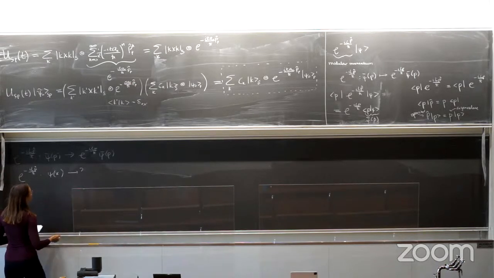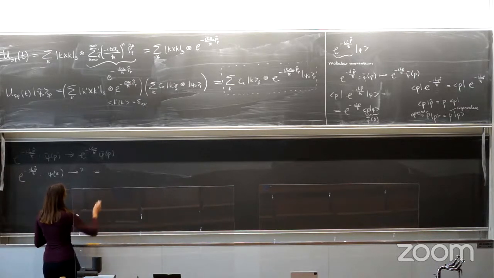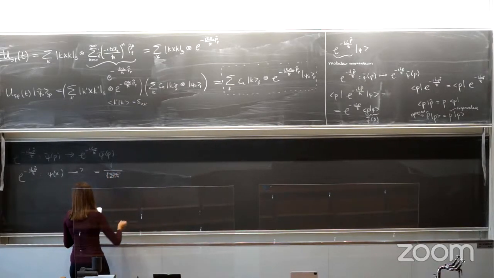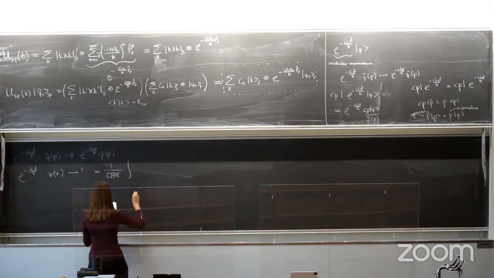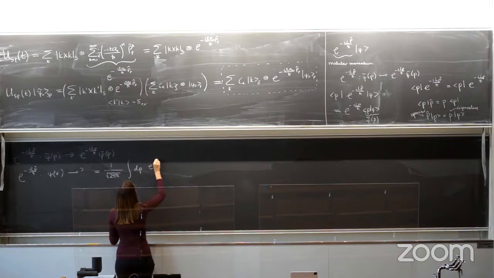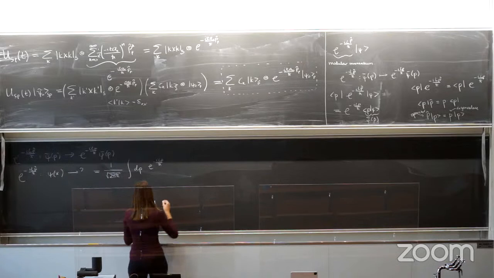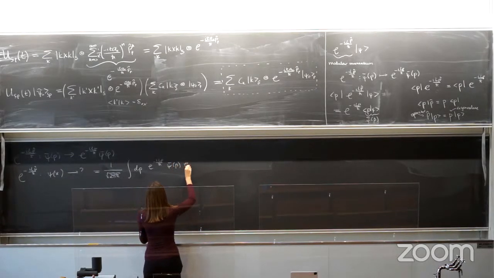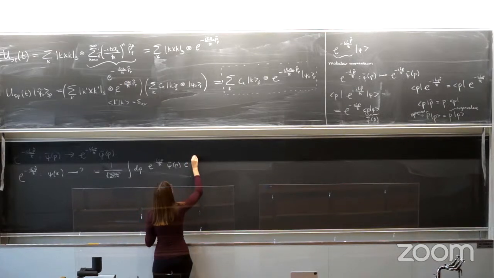So we just apply the Fourier transform. So 1 over 2 pi h bar, integral over p, e to the power minus i L p over h bar, psi bar of p, e to the power i x p over h bar. Okay.